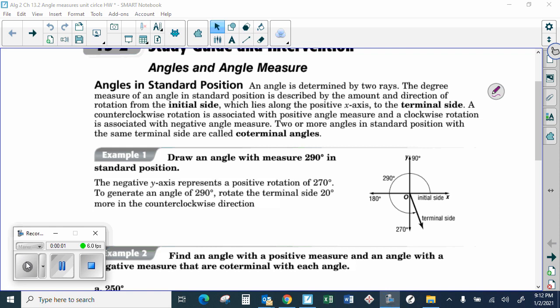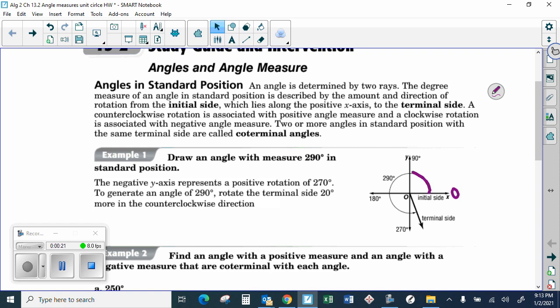Okay, students, today we're going to talk about angle measures, drawing them, and learning some vocab that goes along with it. Initial side is always the 0 degrees. Terminal side, what does terminal mean? Like if you have terminal cancer, it's going to end. So that's where it ends.